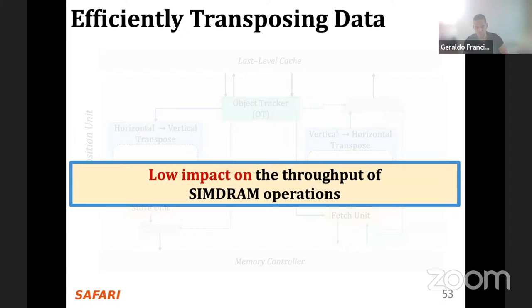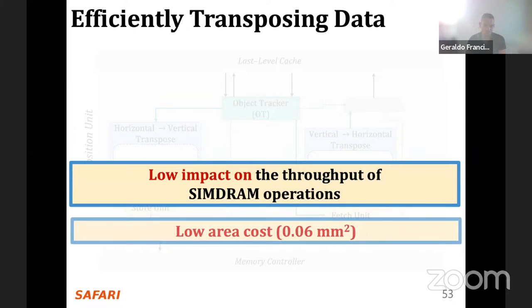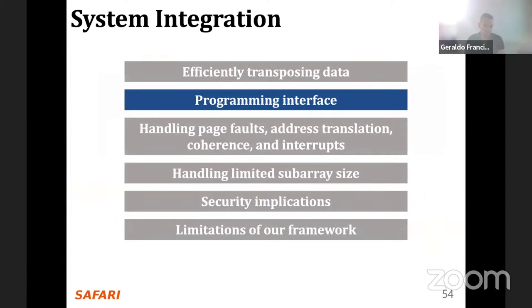Again, I invite you to check our paper for more details on the design of the transposition unit. We evaluate the area overheads of these units in the CPU die, and also the throughput impact that it has on SIMDRAM operations. You see that this transposition unit has a really low impact on the throughput of SIMDRAM operations and a really low area cost compared to the memory controller. It is something like 0.06 square millimeters. It's not that big a deal.